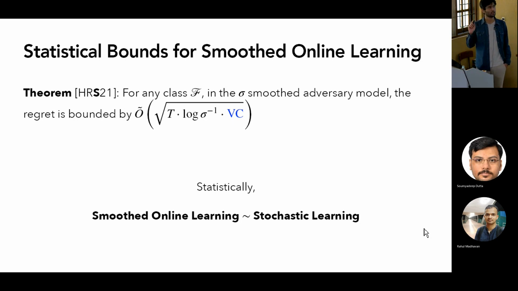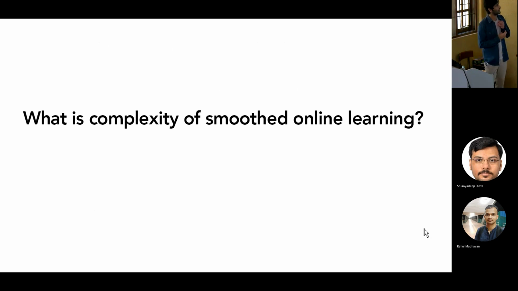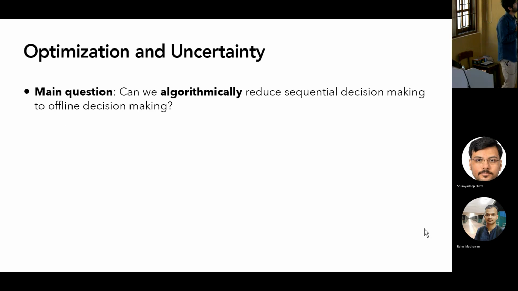Any other questions? We'll switch gears and go to a slightly different aspect of the same setting. So if there are questions about the statistical setting, this is a good time. Okay, perfect. So the next question that we want to address is the computational complexity of smooth online learning. And here's the framework in which we want to think about computational complexity. The main driving question is, can we algorithmically reduce sequential decision making to offline decision making, which corresponds to optimization? So can we reduce sequential decision making to optimization? That's the main driving question.